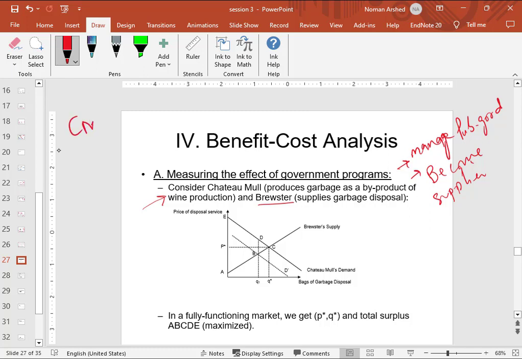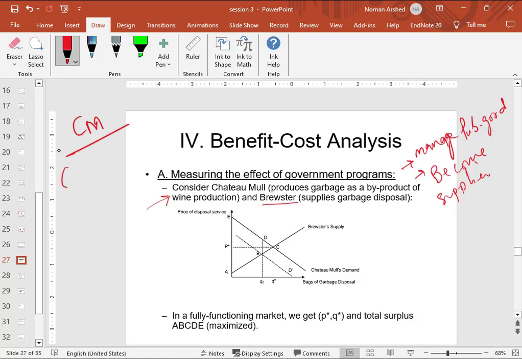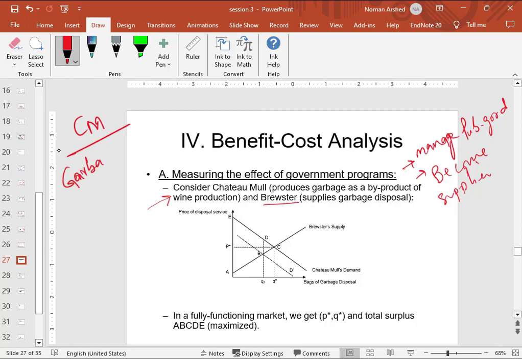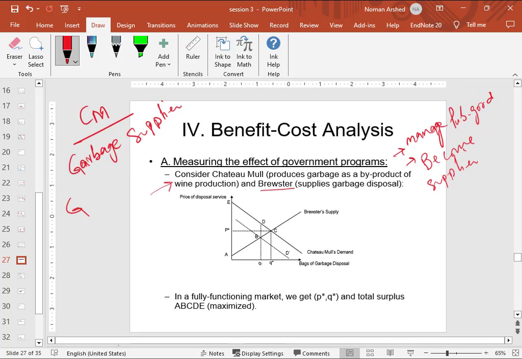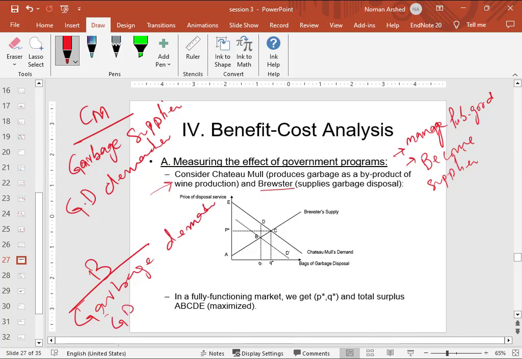So one company is Chatrimol, that is a garbage supplier or garbage disposal demander. And the other company is Brewster, that is a garbage demander and or garbage disposal supplier.